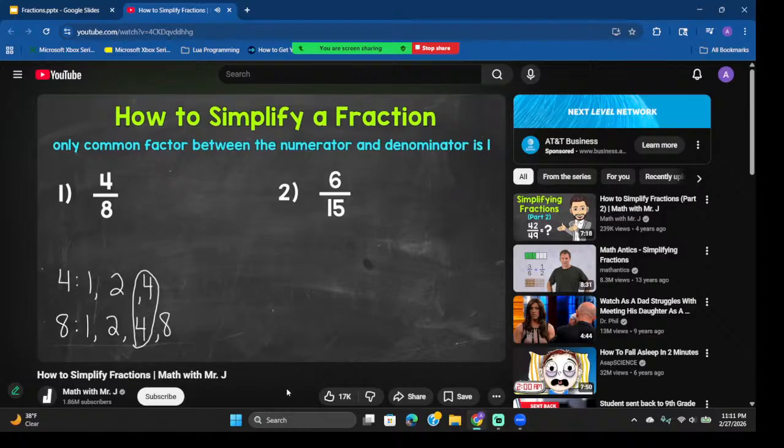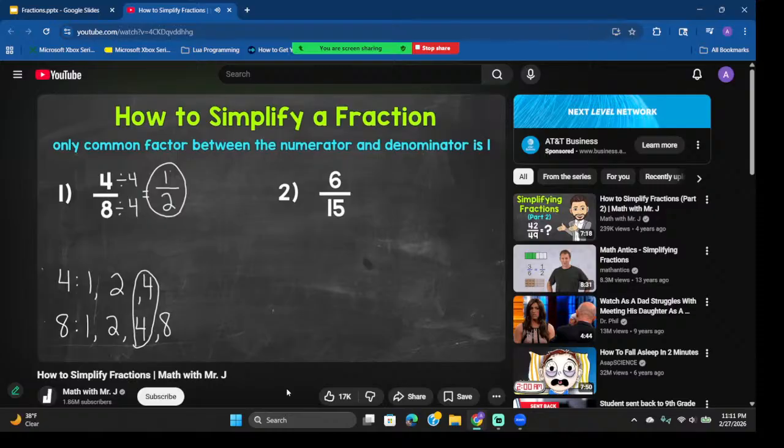So let's divide both our numerator and denominator by 4 in order to break this fraction down and get it into simplest form. And remember, if you divide both your numerator and denominator by the same number, we are going to get an equivalent fraction. So we are not changing the value of the fraction when we simplify. 4 divided by 4 is 1. 8 divided by 4 is 2. So we have 1/2. Now the only common factor between 1 and 2 is 1. So this is in simplest form, and we are done. So 4/8 in simplest form is 1/2.